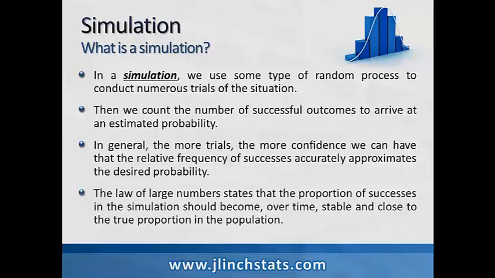And the law of large numbers states that the proportion of successes in the simulation should become, over time, stable and close to the true proportion in the population. So once again, the more trials that we have of our experimental probability, the closer and closer we become, according to the law of large numbers, to the actual true theoretical probability itself. And this is the whole idea behind simulation. In simulation, we're trying to estimate theoretical probabilities that we do not know for certain, by using experimental trials here.